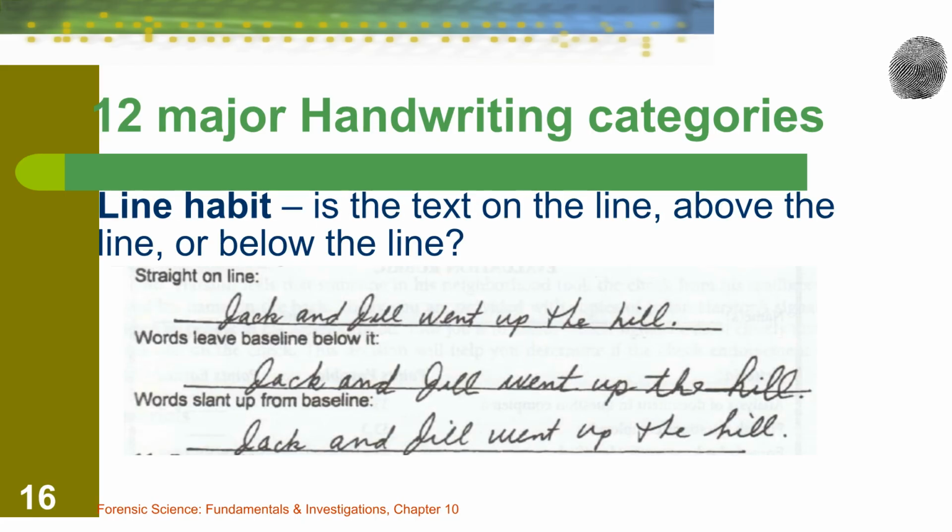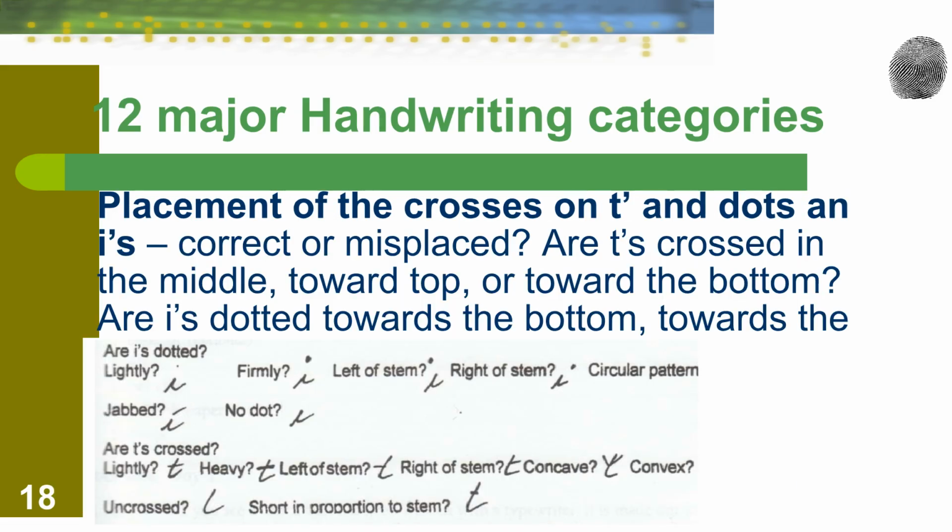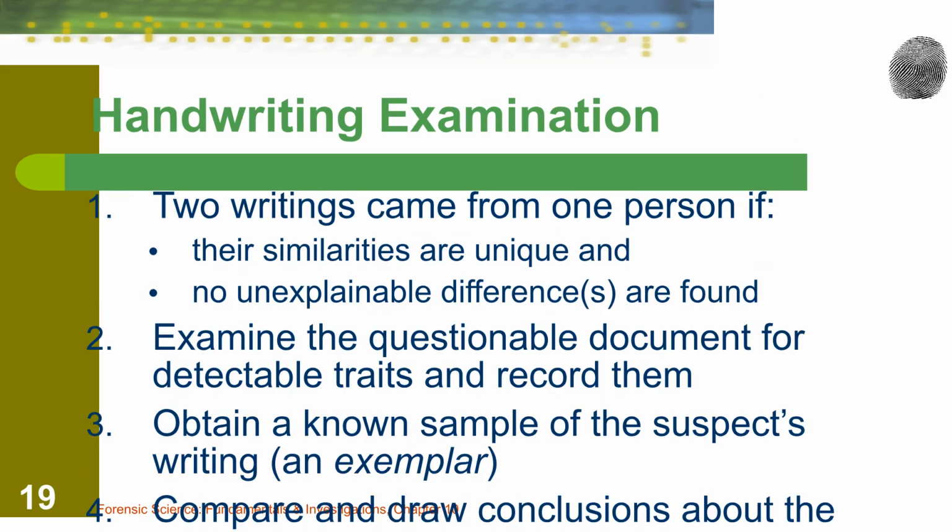Line habit is another of the 12 major categories. This assesses whether the text is written straight on the line, above the line, or below the line. The next category is fancy curls or loops. An expert checks for any flourishes or embellishments, such as fancy curls, on both connecting and beginning or ending strokes. Placement of the crosses on T's and dots on I's is crucial. Examiners look at whether T's are crossed high, low, or in the middle, and if I's are dotted correctly or misplaced. Two writings are concluded to be from the same person if their similarities are unique and no unexplainable differences are found.